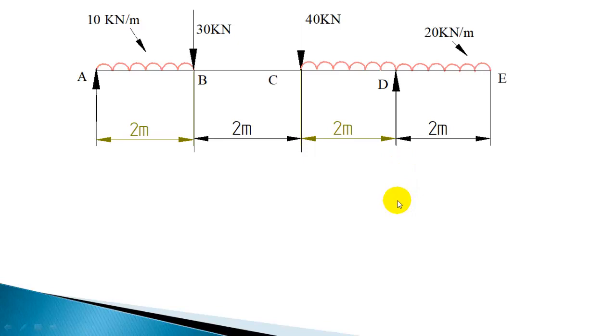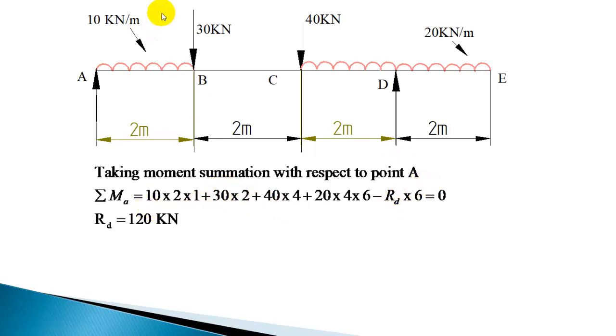That is a moment summation. So you get 10 into 2, 10 is the intensity of the load, into 2, that gives a load, into the distance is 1, plus 30 into 2 clockwise moment, plus 40 into 4 clockwise moment, plus 20 into 4 is a load that will act here, the center of that span. 20 into 4, the distance then is 6, 20 into 4 into 6, and this will produce an anti-clockwise moment minus RD into 6 is equal to 0. So from that you get RD as 120 kN.